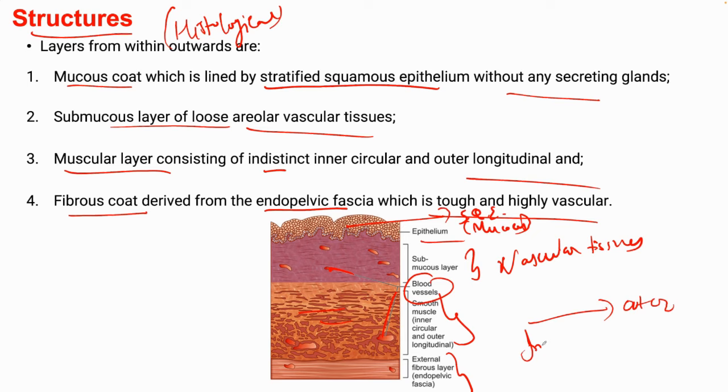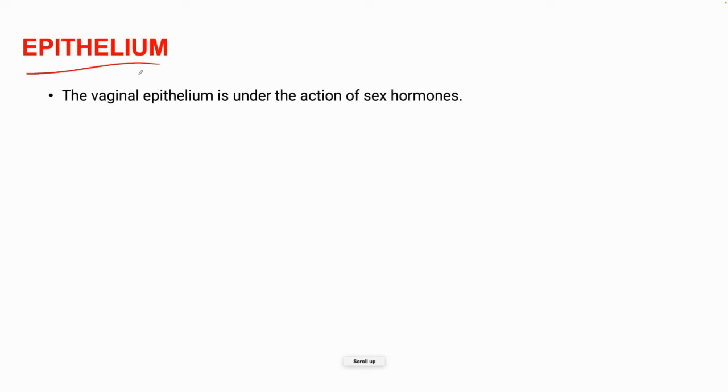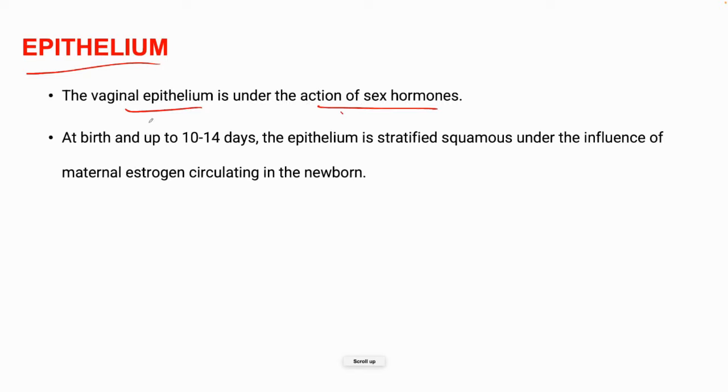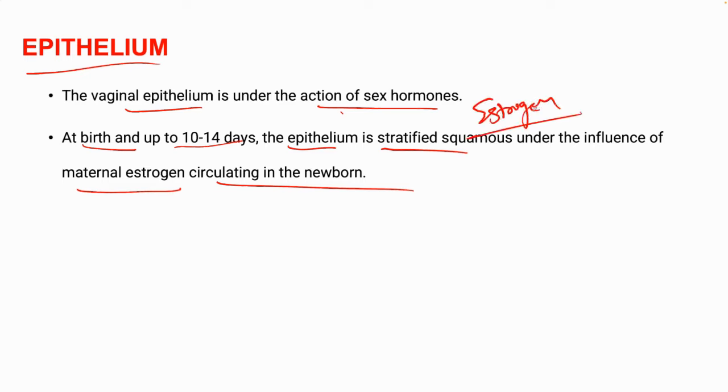Inner to outer. This is a histological structure. Now if we talk about the epithelium, the vaginal epithelium is under the actions of sex hormones. At birth, up to 10 to 14 days, the epithelium is stratified squamous under the influence of maternal estrogen circulating in the newborn. It is based on the sex hormones, so during birth and up to 10 to 14 days it is stratified squamous.